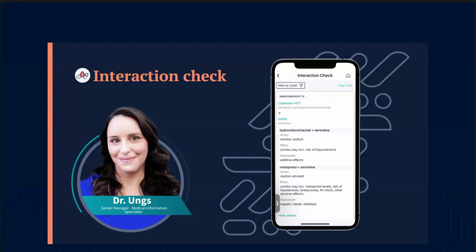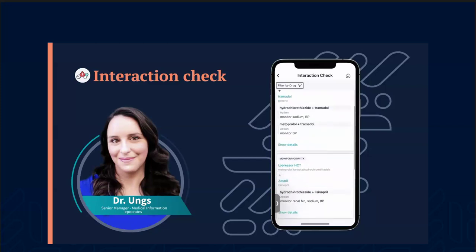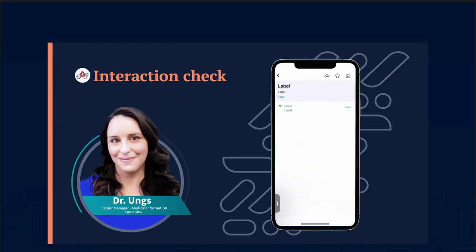At any point, you can easily clear the filter by tapping Clear Filter in the top right corner of the screen. This takes you back to the full list of results. From the results screen, tapping on any drug name takes you to that Epocrates drug topic. For example, tap on Zestrol to quickly navigate to that drug topic in Epocrates. To go back to the interaction check results that you were just looking at, simply tap the back arrow.